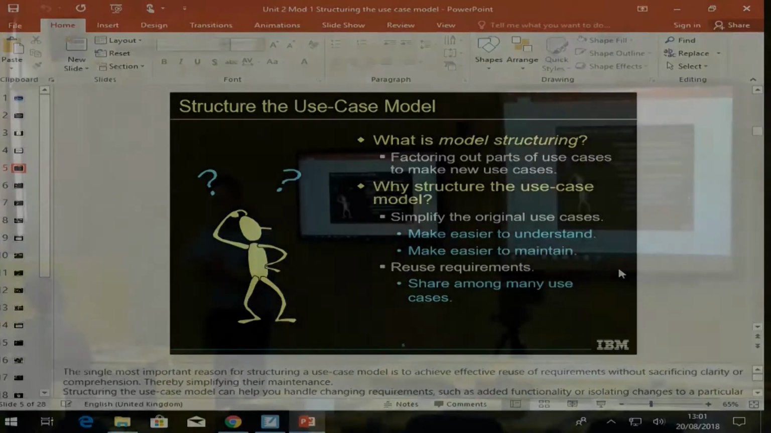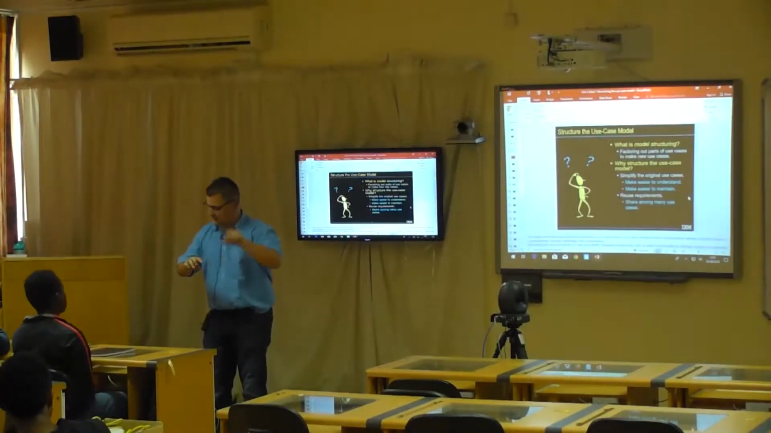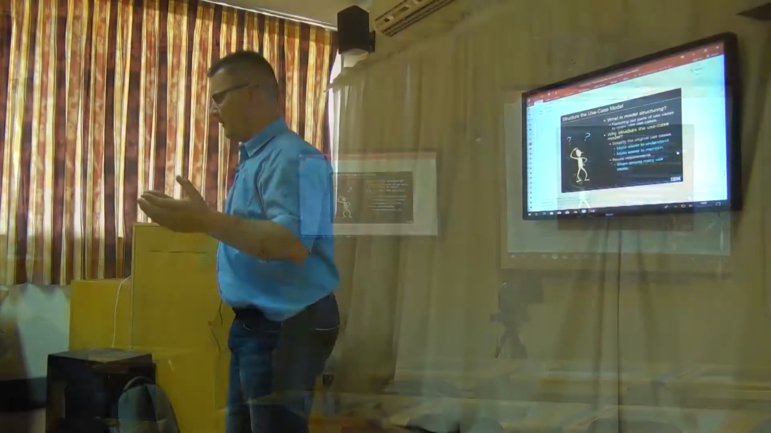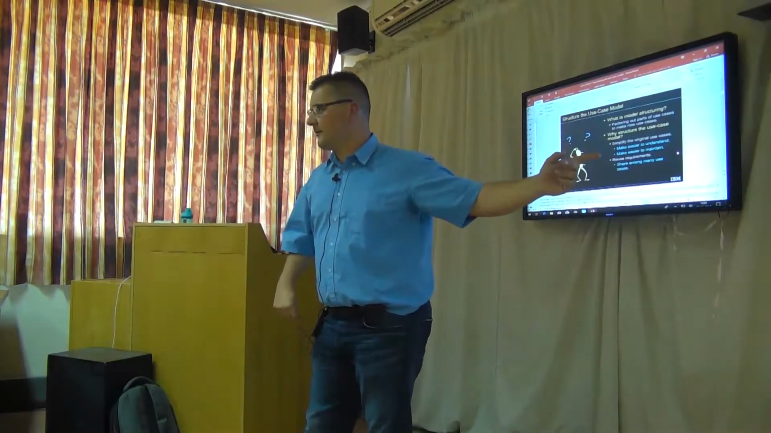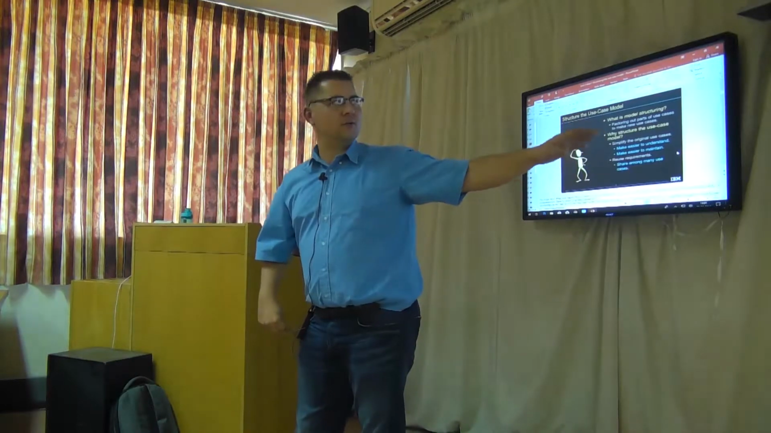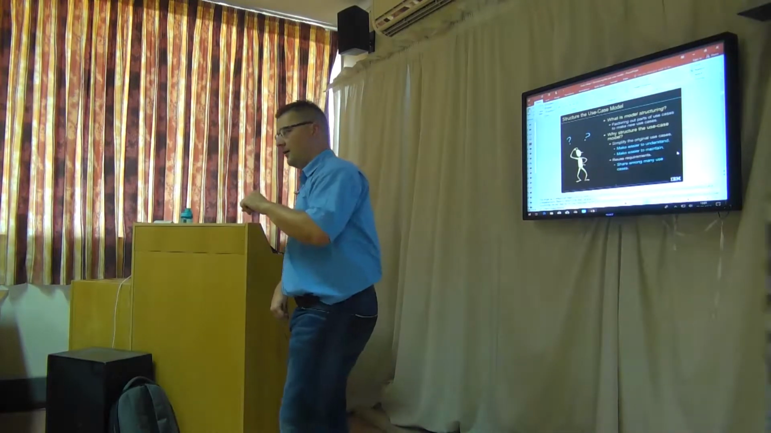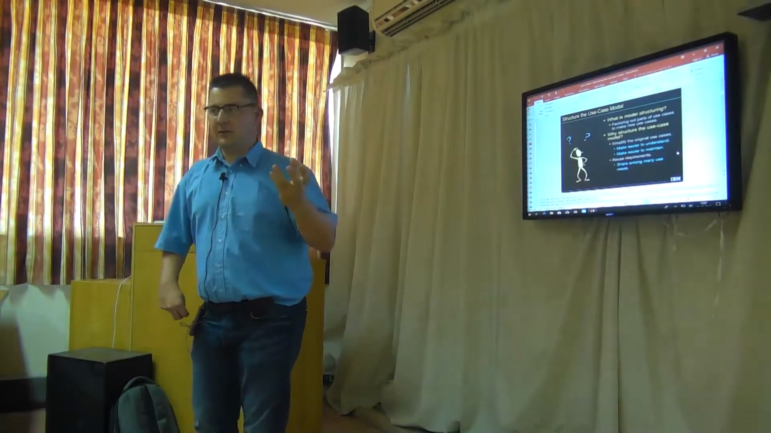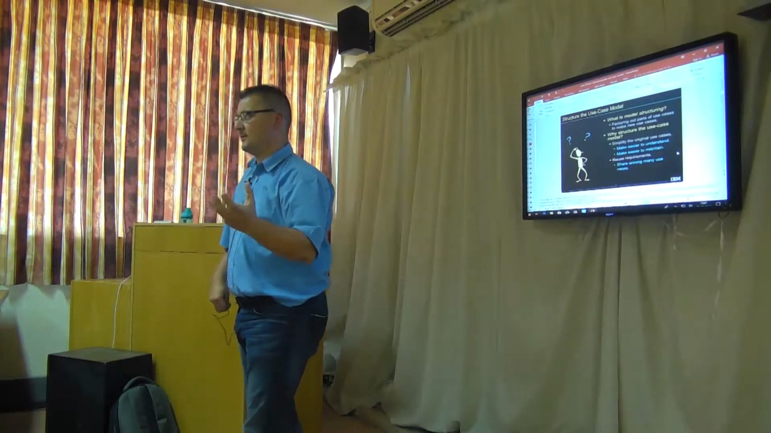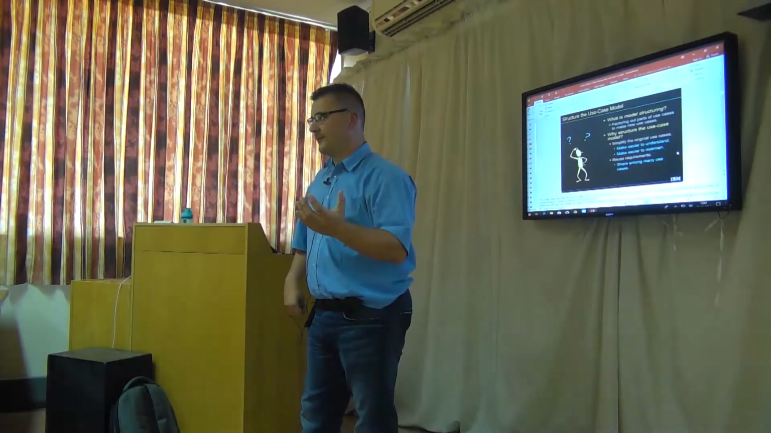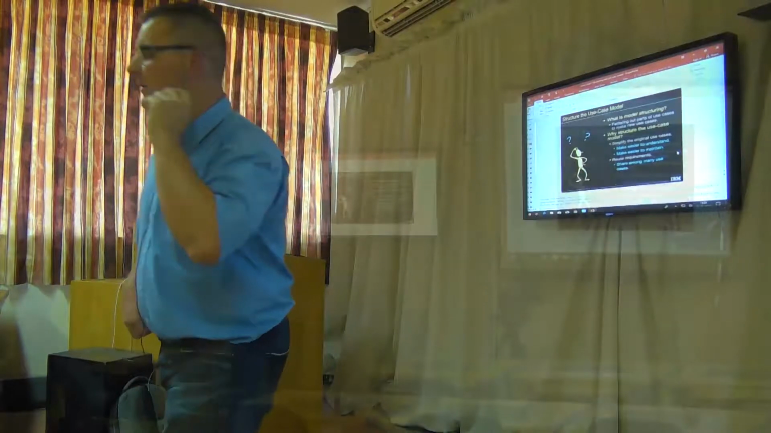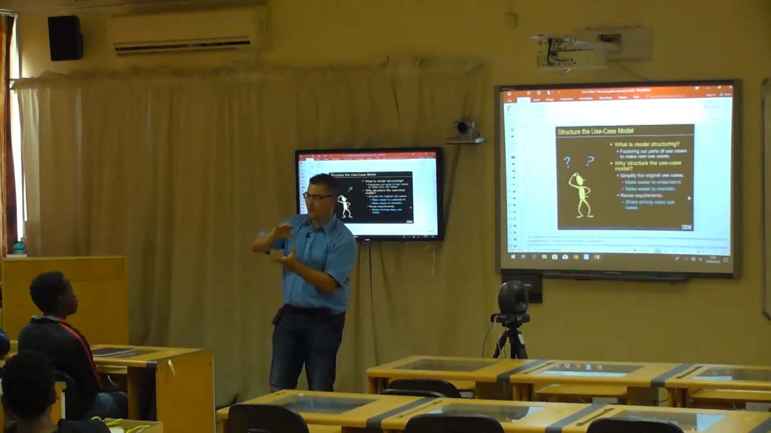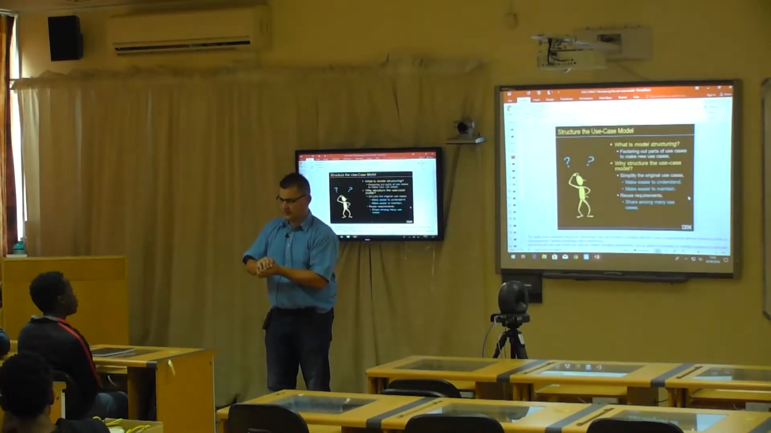Use case diagrams tell us what? The use cases, the system boundary, the actors interacting with the use cases. Okay, what is the point about structuring? If you review this, you will see structuring talks about factoring out common behavior or parts of a use case to make new use cases. Okay. In essence, to make it easier to understand, because sometimes you may have complex steps in a use case.